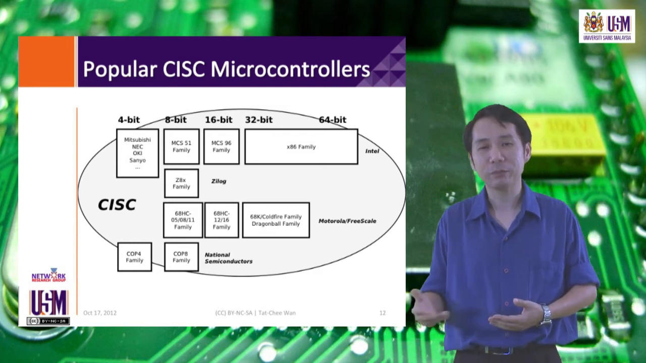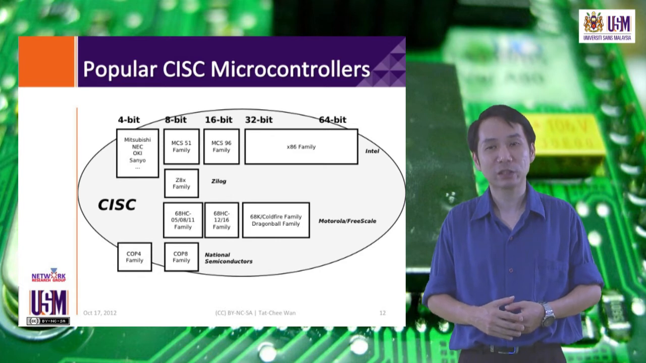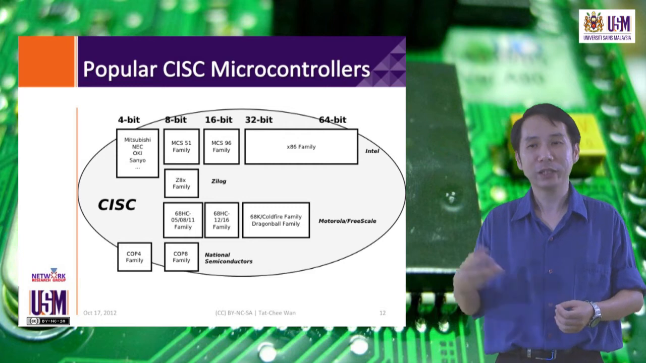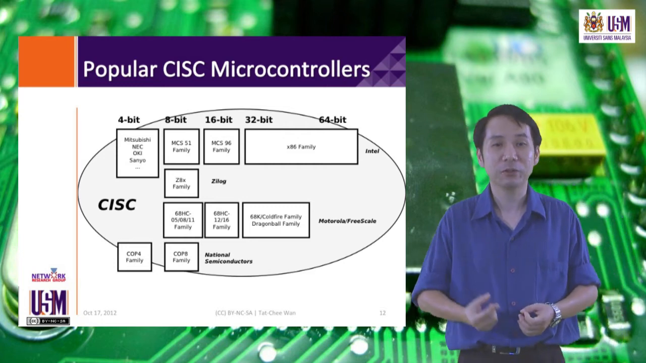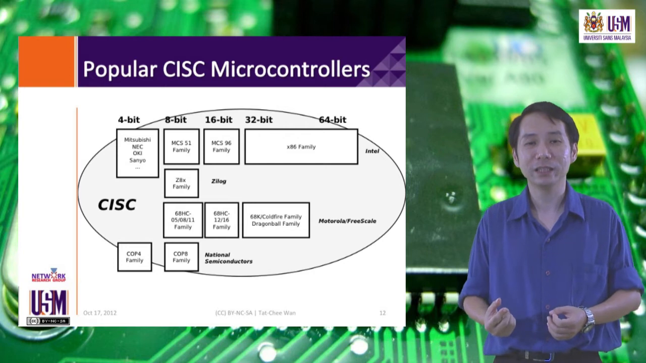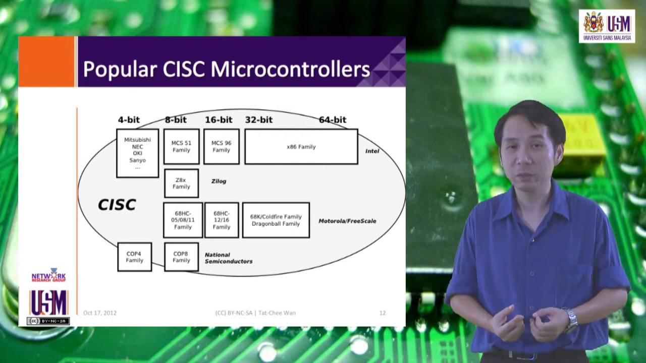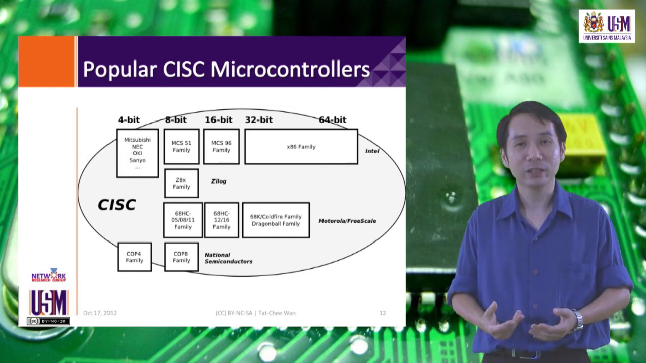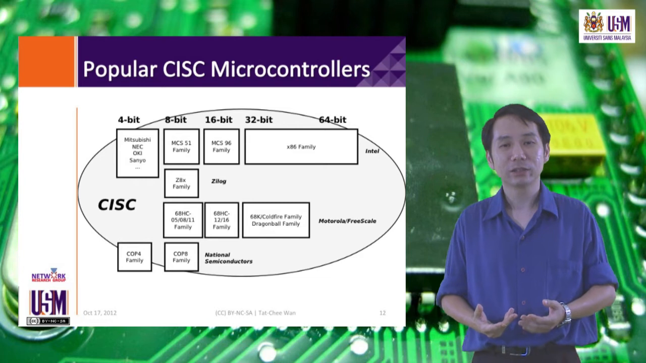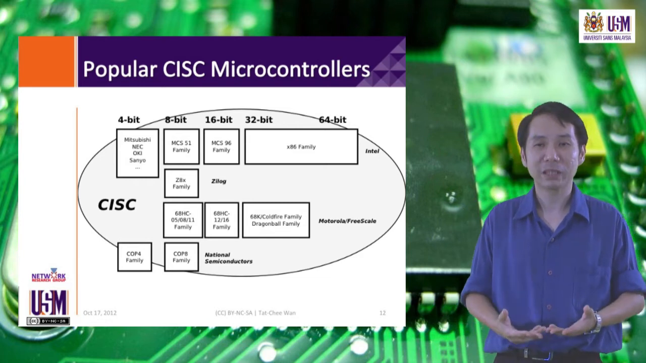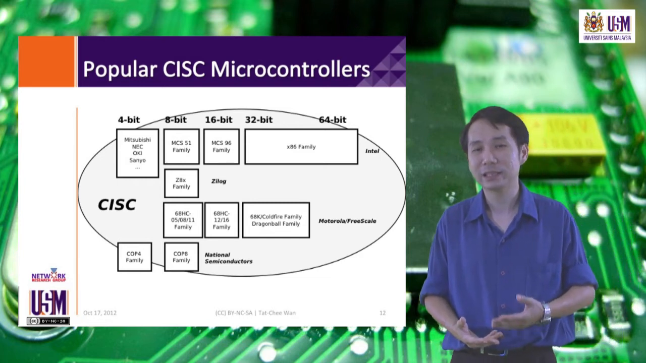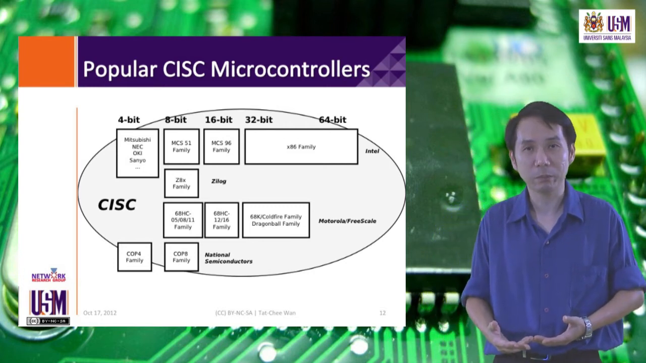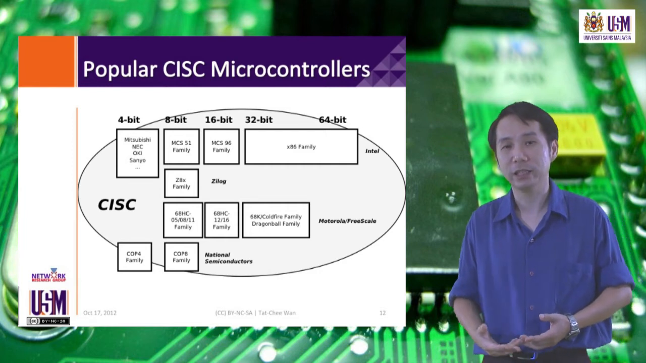Now, in this diagram here, we see some popular CISC microcontrollers. Now, these microcontrollers range from very low-end to very high-end devices, including those that are 4 bits, which are not commonly used in computers today, but may still be found in simple devices such as the remote control for your television set. Okay, so there are many vendors of microcontrollers, and it is too many to list in this slide, but this is just a sampling of some of the microcontrollers that have been popular and may still be in use today in many devices.